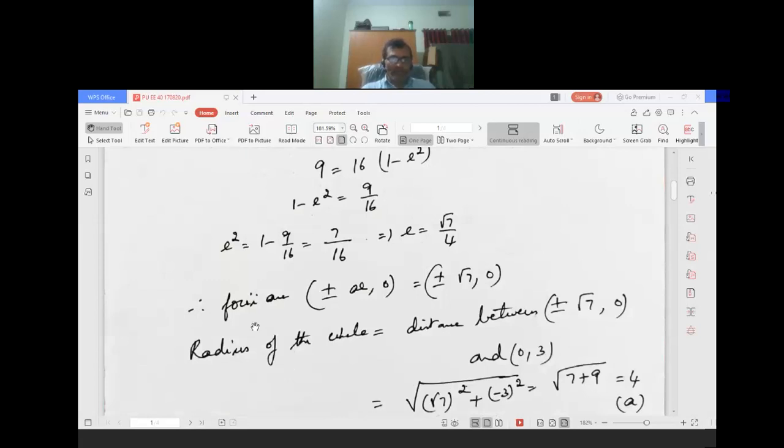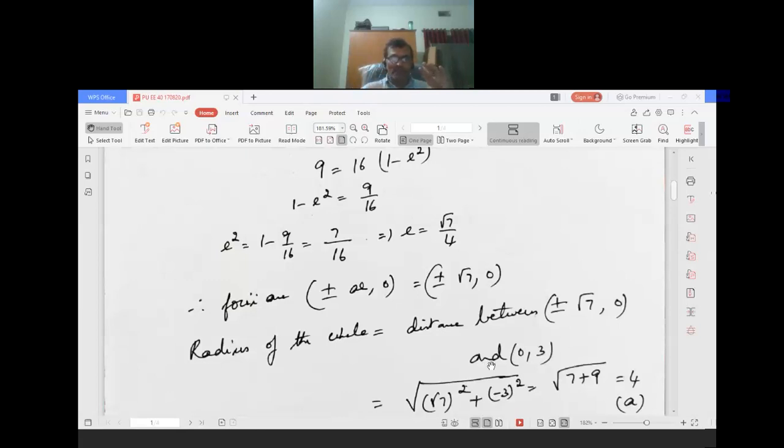So here the foci are plus or minus ae comma 0. So e is root 7 by 4 and a is 4. So 4 into root 7 by 4, so 4 and 4 cancel, plus or minus root 7 comma 0. Now the radius of the circle is equal to the distance between the foci plus or minus root 7 comma 0 and the center of the circle, because it passes through the foci and the center of the circle.